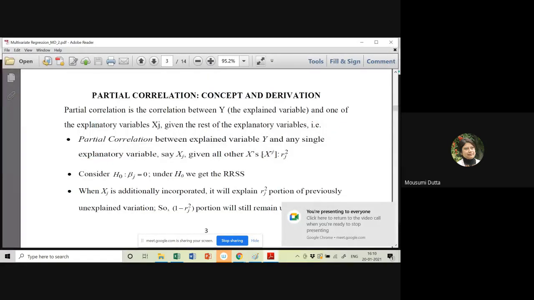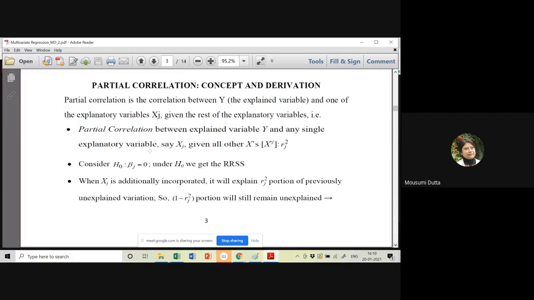So let's look at the propositions now. Consider a null hypothesis like this, beta j is equal to 0 under H naught. We get the RRSS. I hope now you are understanding what is the meaning of the RRSS. You are putting a restriction, you are dropping one explanatory variable. So you are putting a restriction, you are getting a new model. For the new model, you can calculate your RSS, and that RSS I am calling RRSS, when xj is additionally incorporated.